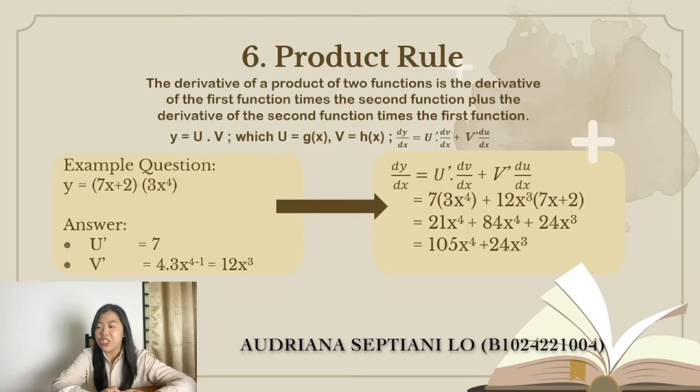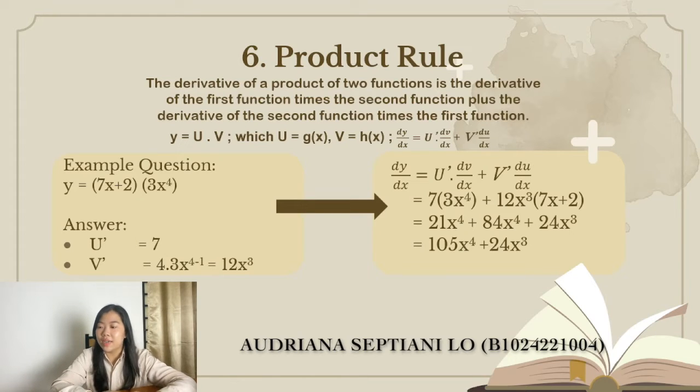The example question is y equals open bracket 7x plus 2 close bracket open bracket 3x to the power of 4 close bracket. So the answer is, first of all, we need to find the derivative of u. The derivative of u is 7 and the derivative of v is 4 multiplied by 3x to the power of 4 minus 1. So the derivative of v is 12x to the power of 3.